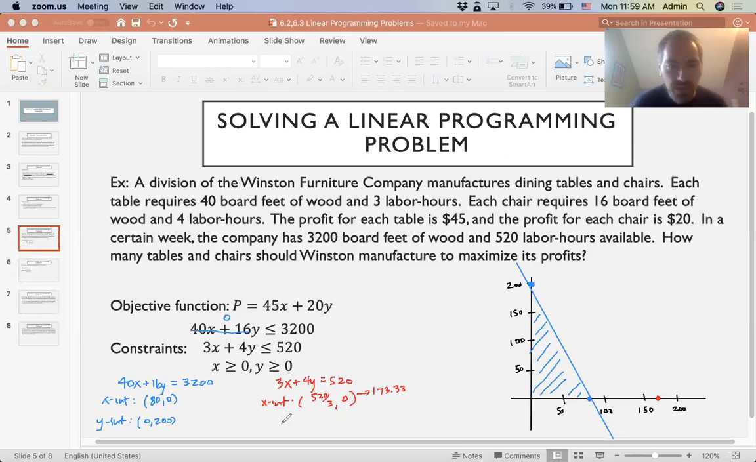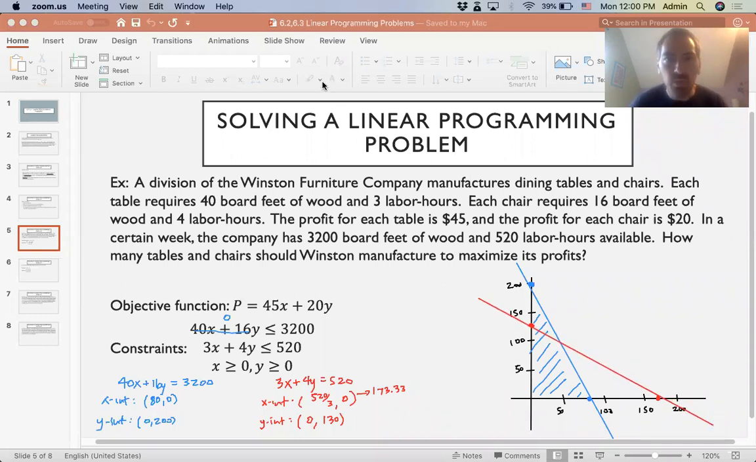And then for the y-intercept, we'll do the same thing, letting x equal 0. And so that would give us 520 divided by 4, which is 130, exactly. All right, so 130, somewhere between 100 and 150, closer to 150 than 100. All right, then draw a straight line through those 2 points as best we can.